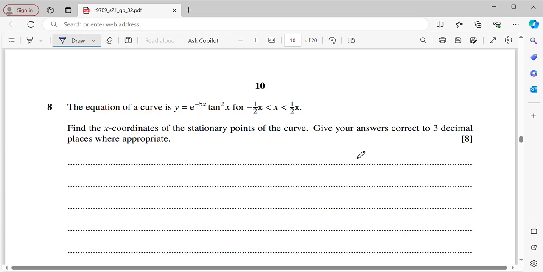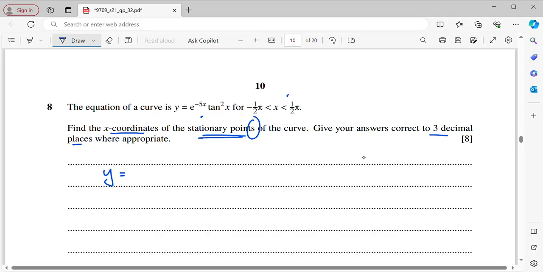Okay, next question, number 8. The equation of a curve is y equals exponential negative 5x tangent squared x, whereby x is defined from minus half pi to half pi. Find the x coordinates of the stationary points. Okay, so more than 1 point here. Give your answer correct to 3 decimal places where appropriate.